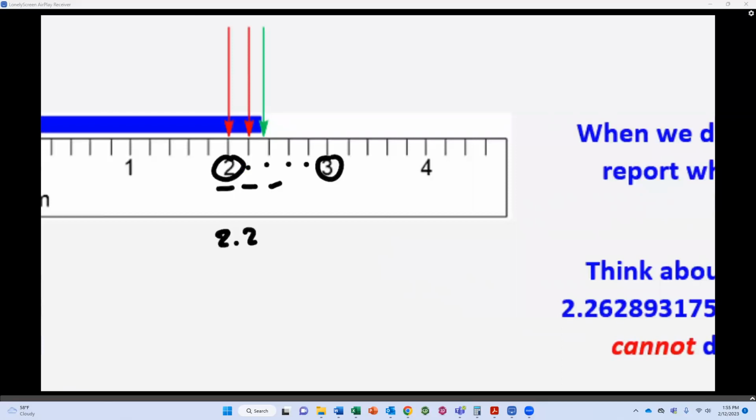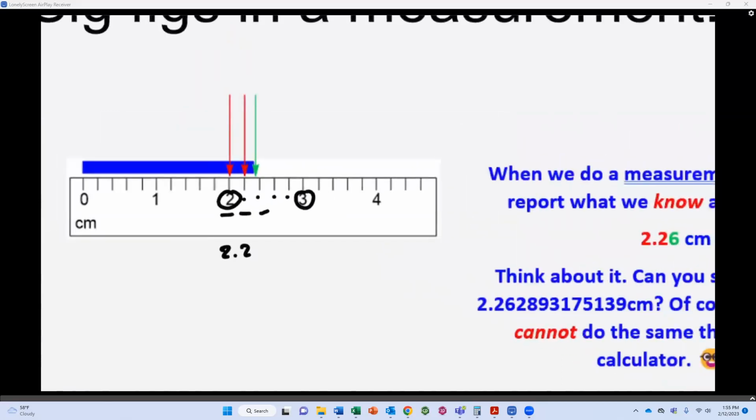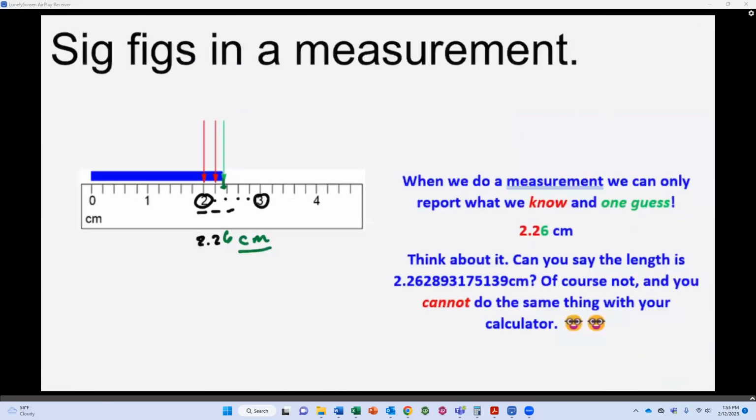This is typically an educated guess. Okay, so I'm going to guess this is a little bit more than half. So I'm going to say 2.26. It's a measurement, so my unit must be reported. And that's what we report.